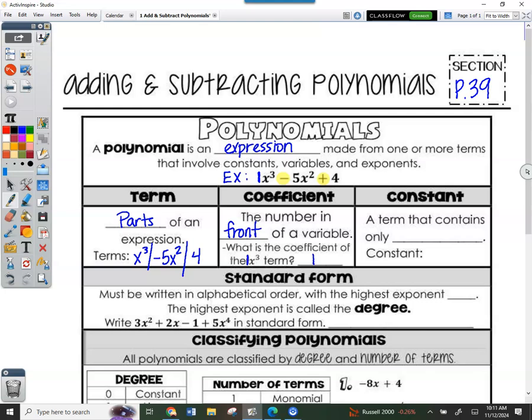Which brings us to constant. Constant is a term that contains only numbers. Actually, it should say only a number, but it's fine. The reason it's called a constant is because it is constantly that value. It never changes because it doesn't have a variable next to it. So what is the constant in here? 4. And it's because there's no variable next to it. What would it constantly be? 4.